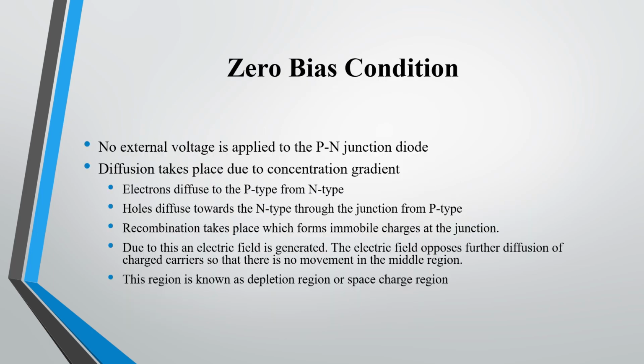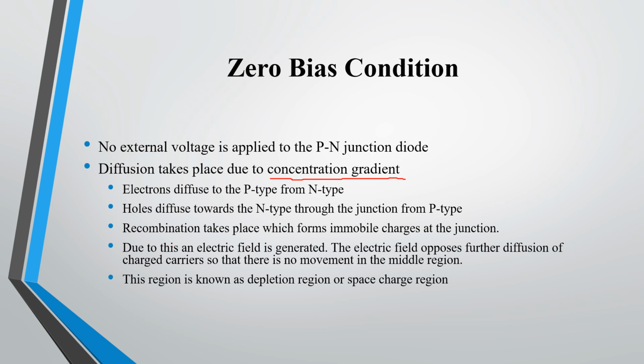Under zero bias condition, no external voltage is applied to the PN junction diode. So I am just summarizing the whole process of zero bias condition now. Diffusion takes place due to concentration gradient. As I said, concentration gradient is the difference in the concentration of charge carriers. So electrons diffuse to the p type from the n type, whereas holes diffuse towards the n type through the junction from the p type. Due to this diffusion, recombination takes place, which forms immobile charges at the junction. This region of immobile charge is called depletion region or space charge region.